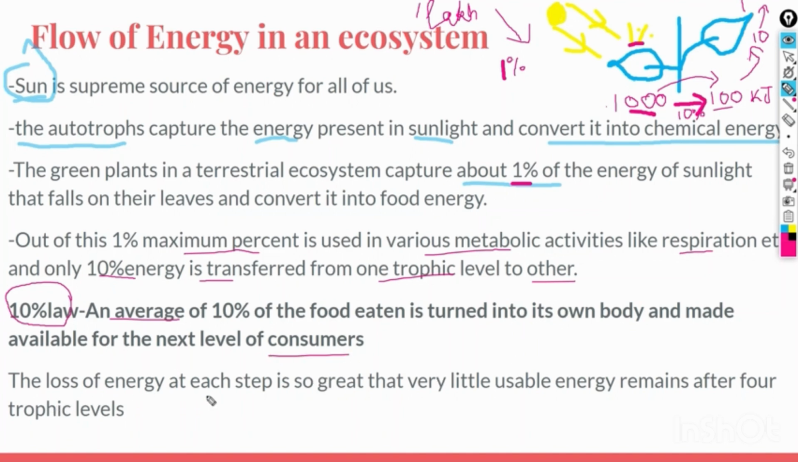The loss of energy at each step is so great that very little usable energy remains after 4 trophic levels. This is why we do not have more trophic levels. So this question can come: why do we not have more trophic levels? The reason is that the energy loss is so great that we do not have much usable energy left. So we have only 3 to 4 trophic levels in an ecosystem.